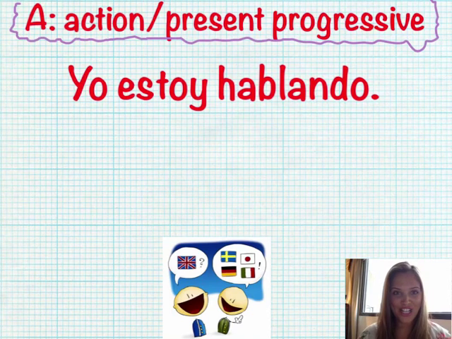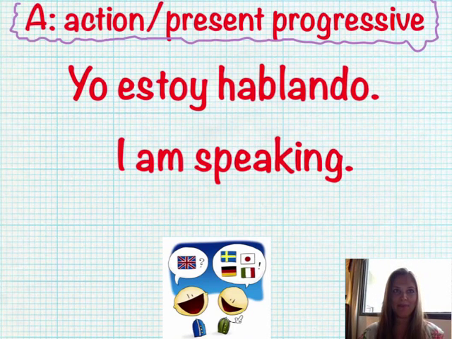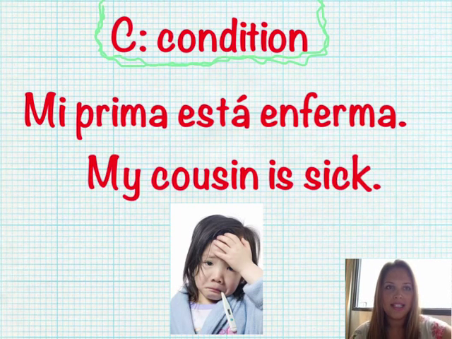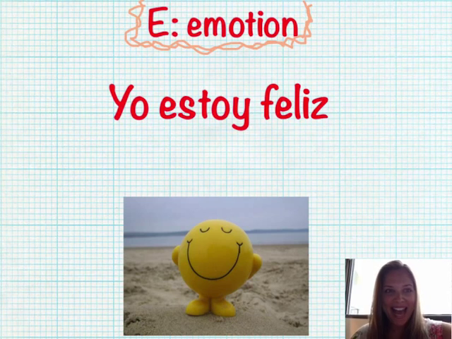A stands for action or present progressive, so something that you are doing. An example would be, yo estoy hablando. I am speaking. It's something that I am doing right now and not forever and ever. C stands for condition. So, mi prima está enferma. My cousin is sick. And last but not least, we have E for emotion. Yo estoy feliz. I am happy.